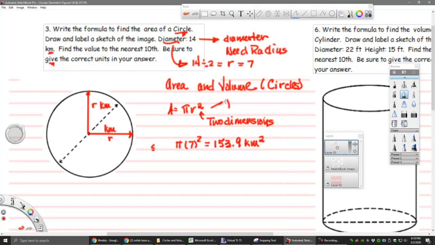Now some of the things that I'm going to need right here is I need to see the formula. So you need to write down the formula that you're going to use. You're going to show me your calculation of the value for the volume to 1/10, and then I also need your units, which would be kilometers squared. So those are the things that I need.